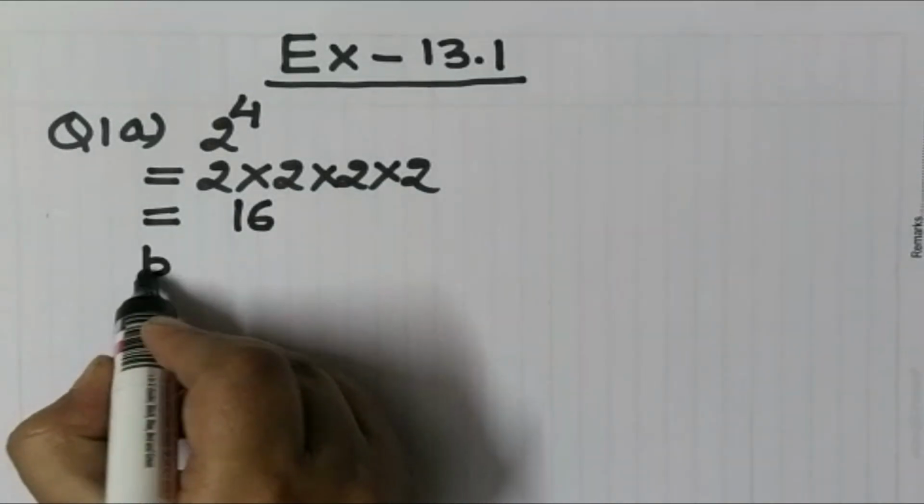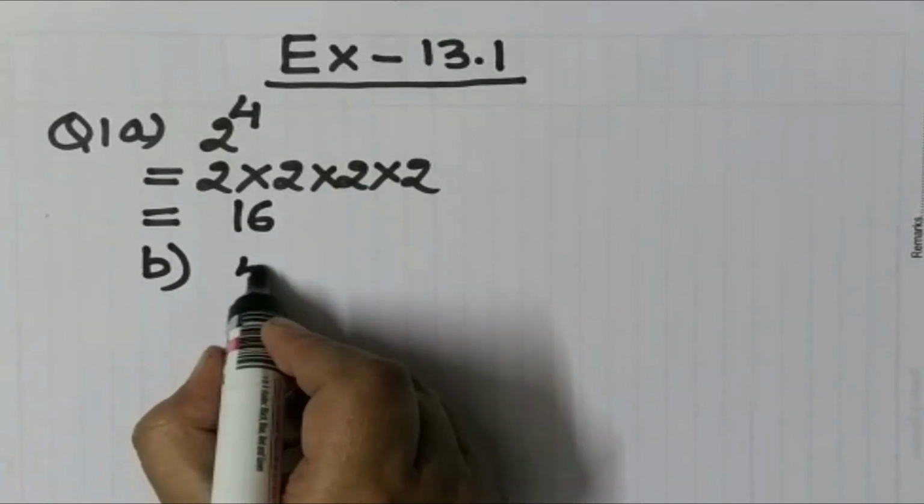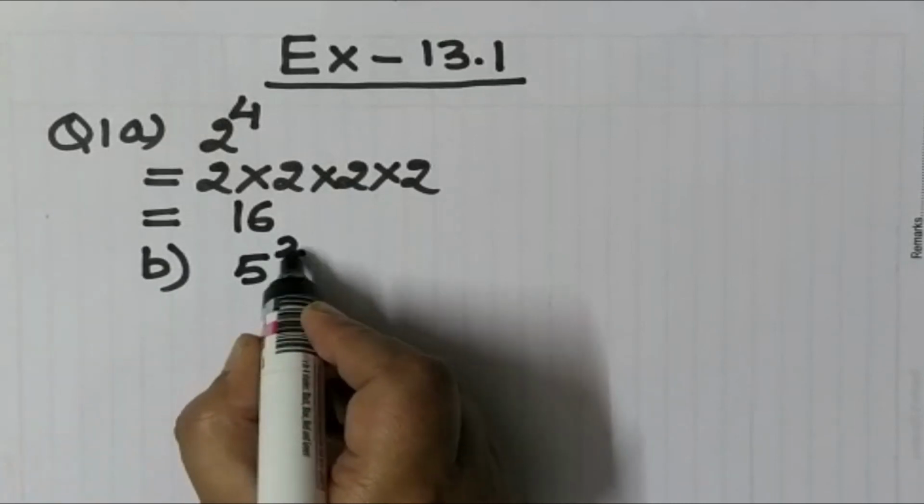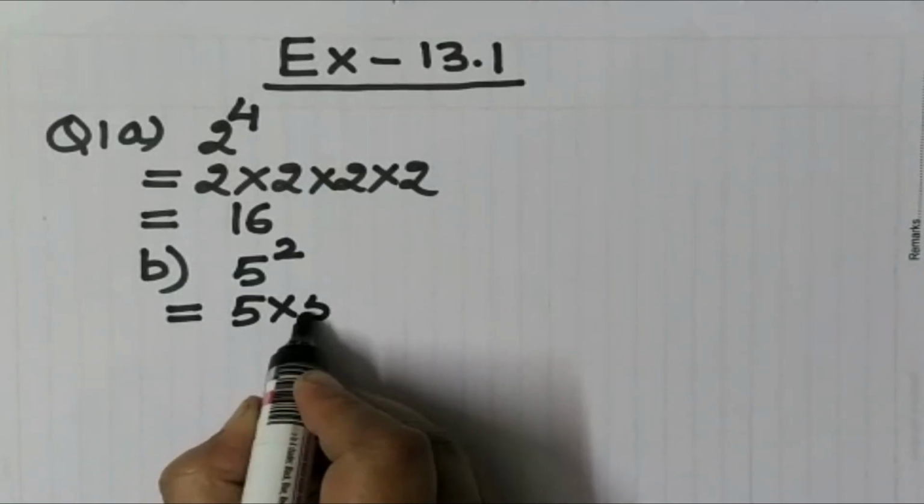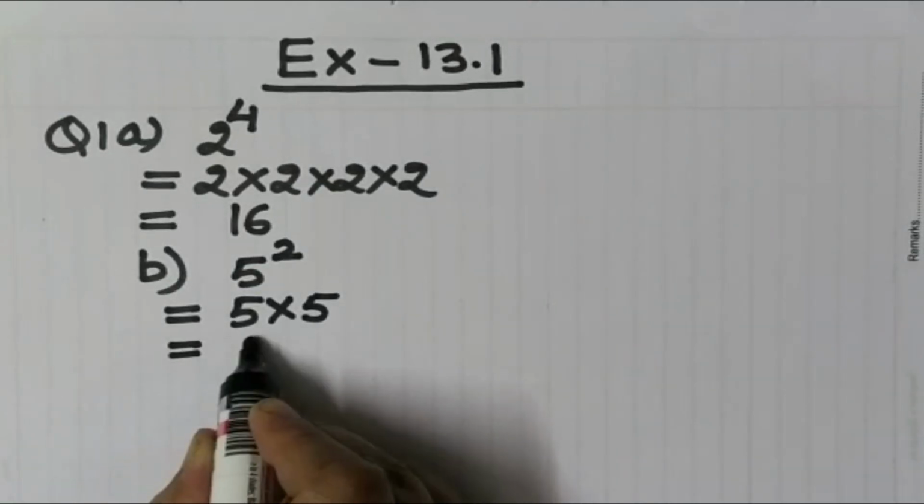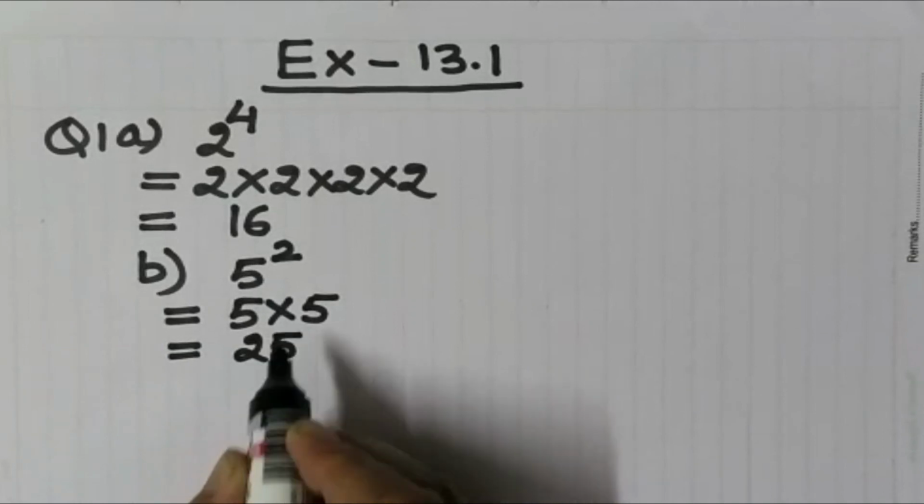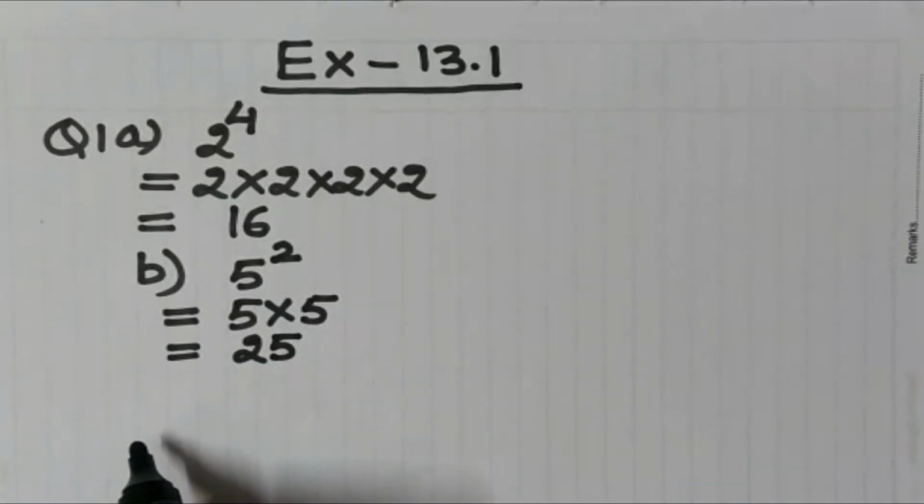Come to the B part. 5 raised to power 2. 5 multiplied 2 times. So answer will be 25. Okay. One more question we will take.